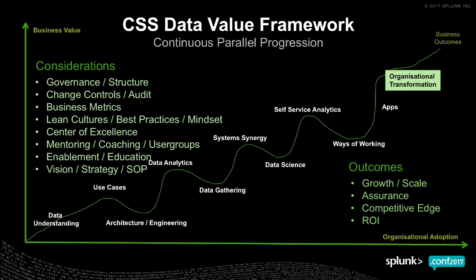And the final bit I'd call out here is you want to have your organizational transformation. This is where the budgets are if you're trying to sell in. This is where the influences are if you're internal. So in here, you might want to be considering governance, structure, audit control, business metrics, lean culture, coaching, user groups, enablement, education, strategy, standard operating procedures. That's the stuff you have to address from an organizational perspective. You must address that. If you don't address that, you might not go over the edge. Actually, you might go over the edge, but not over the finishing line. You've got to be careful on that.